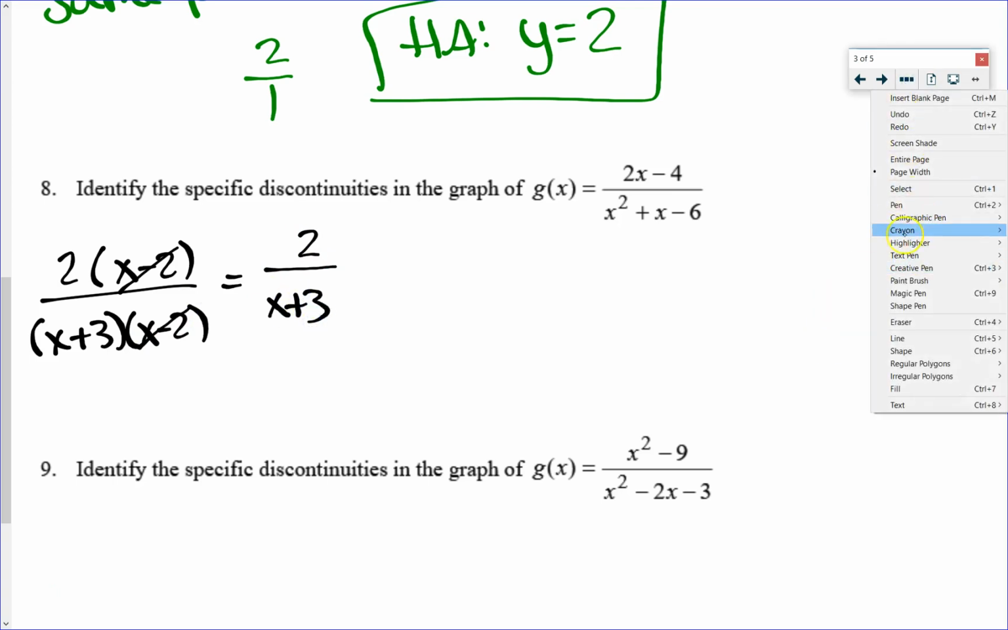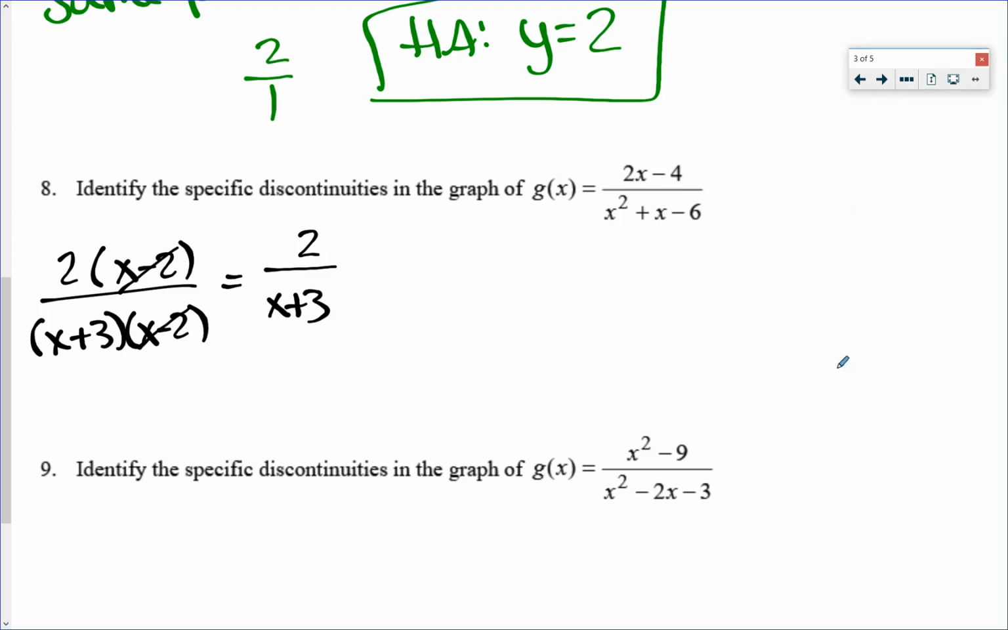All right, here we go. We have a vertical asymptote from my leftover denominator. Make that equal to 0 and solve. So that's going to be at x is equal to negative 3.